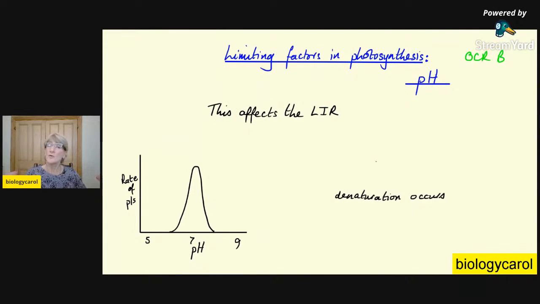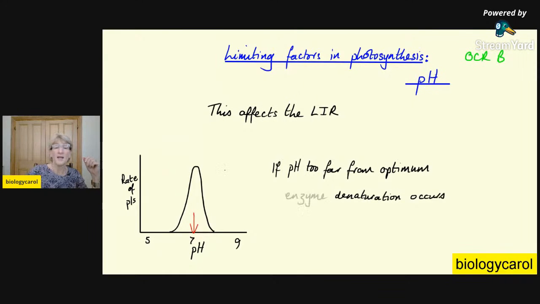pH. It affects the light independent reaction, because the light independent reaction, the Calvin cycle, is an enzyme catalyzed reaction. So just as pH affects enzymes, it affects the Calvin cycle. And if pH is too far from the optimum, and in this graph, here is the optimum where the rate is at its maximum, enzyme denaturation occurs. And therefore the rate of photosynthesis decreases.